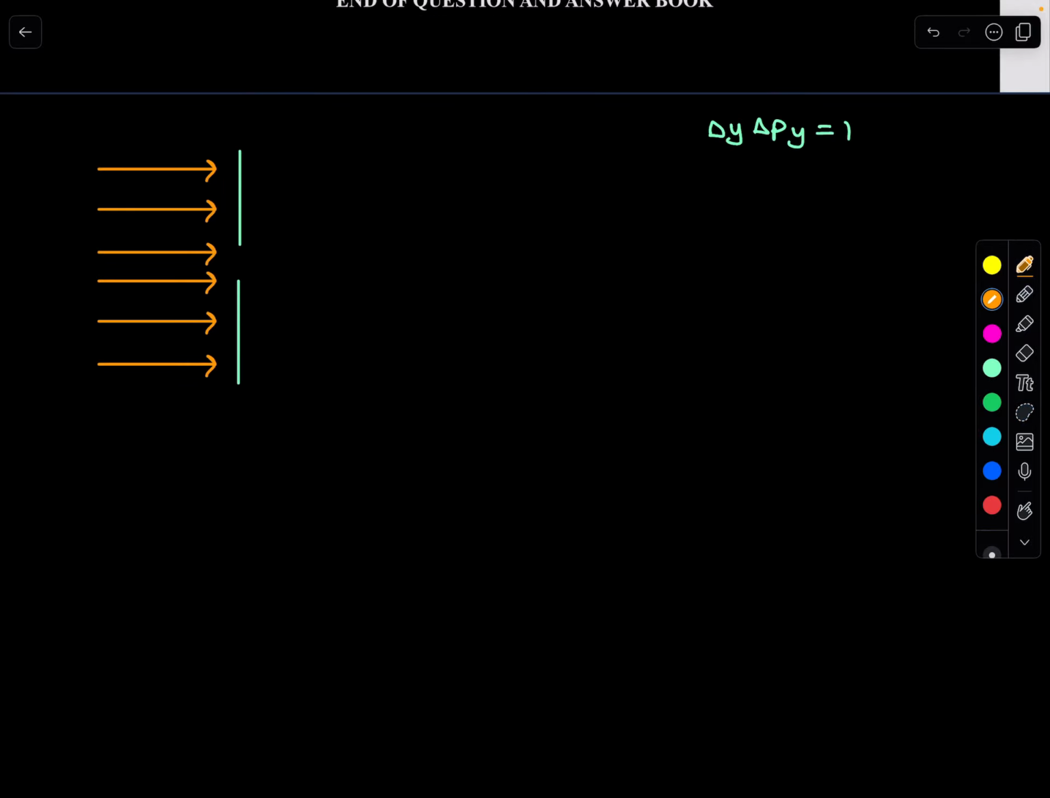Imagine we also have a wall behind it, a little wall. Okay, so we have a nice wall there. I'm going to draw something like this and something like this. Let's understand what's happening. Remember, this is our width here, the width of our slit.